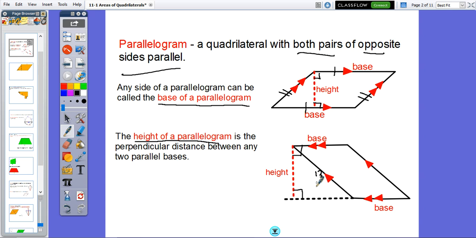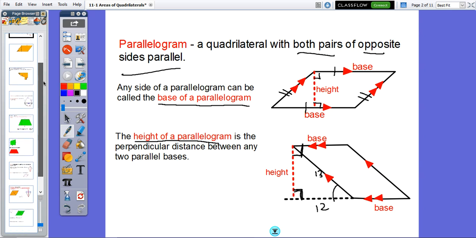So there'll be problems where they'll tell you a number right here. Let's say they'll tell you this is 13. They might tell you this right here is 12, and you have to find the height, maybe using a little Pythagorean theorem, or they might even give you an angle, and you have to do a little trigonometry like we did. The height can exist outside or inside, but what has to be true is that it has to be perpendicular to our bases.